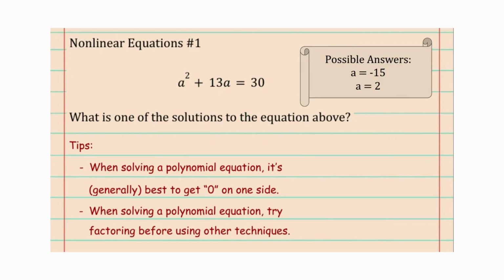Also, when solving a polynomial equation, try factoring before using other techniques. When solving quadratic equations, after getting 0 on one side, a lot of students think, ooh, quadratic formula. Well, quadratic formula is neat and all, but it's very easy to make a mistake, especially when working with numbers like 13 and 30. So, we're going to try factoring first.